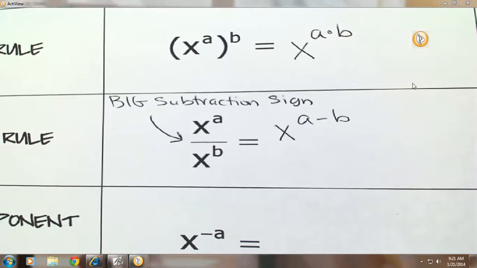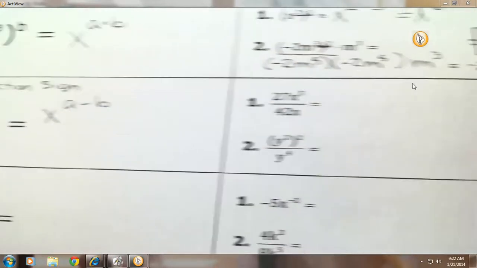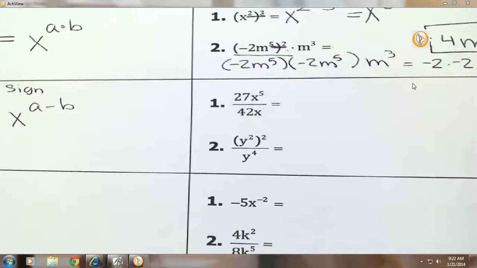And we always do top minus bottom. A minus B. But those are only the exponents that we are subtracting. Look at your example here. Number 1. We have 27x to the 5th divided by 42x. Now, I'm not going to take 27 minus 42, correct? Those are not exponents. Those are coefficients. I want you to think instead of what goes into 27 and what goes into 42.